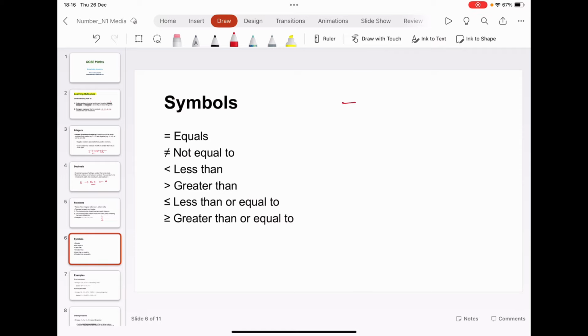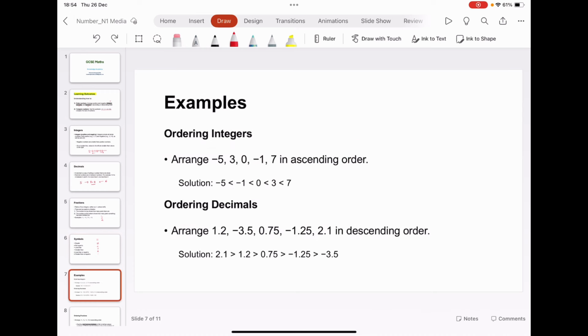Next, we will look into the following symbols and learn what they mean. This symbol here means equal to, and this symbol here means not equal to. This symbol here means less than, and this symbol here means greater than. This symbol here with a line at the bottom means less than or equal to, and this symbol here with the line at the bottom means greater than or equal to.